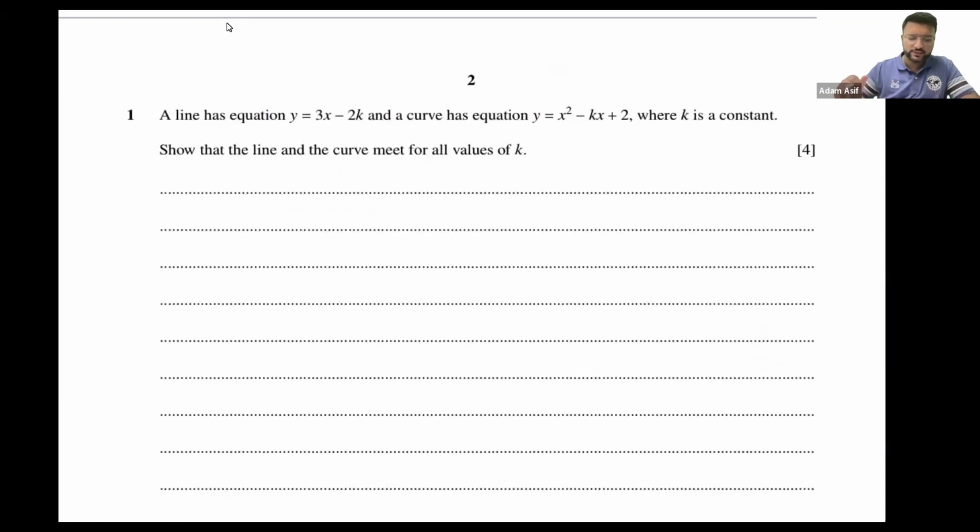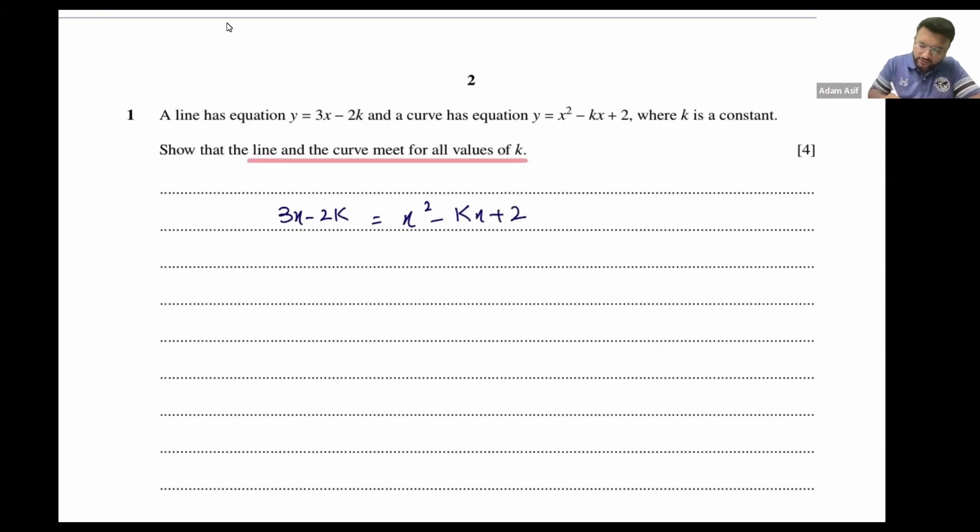The first question is, a line has an equation y equals 3x minus 2k and a curve has an equation y equals x squared minus kx plus 2 where k is constant. We need to show that the line and the curve meet for all values of k. So the first step is to equate the two equations: 3x minus 2k is equal to x squared minus kx plus 2.